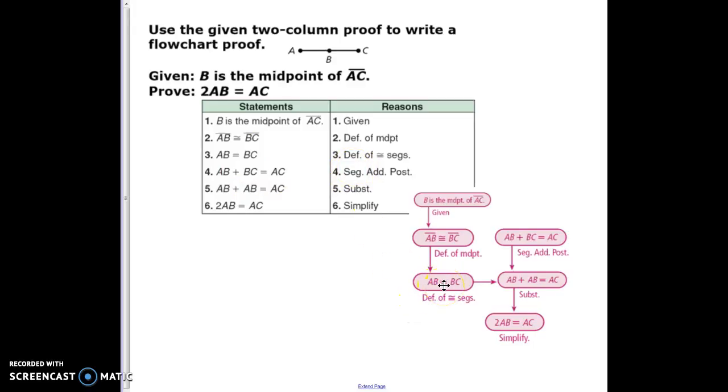Now, when you bring in another train of thought, that's why we've got the second piece coming in here. Because the fact that we've got congruent segments really doesn't have anything to do with the segment addition postulate, but they come together here in step number 5, when you said, oh, one side, the length of AB, plus the other part, AB, equals AC, right? And that's from substitution. And finally, you're just going to simplify that, and you've shown that 2AB equals AC.